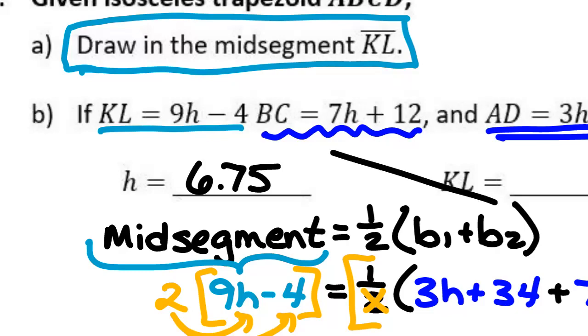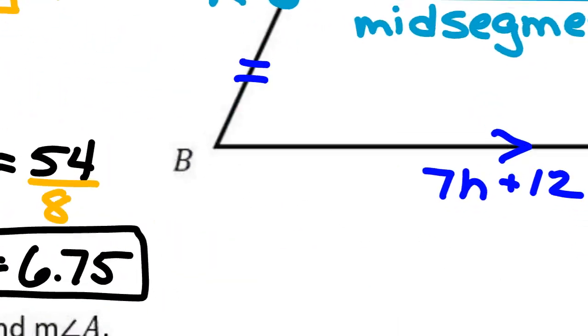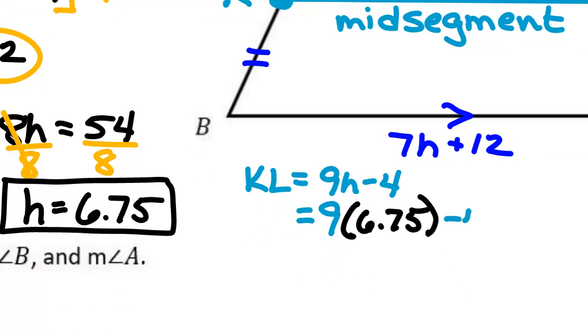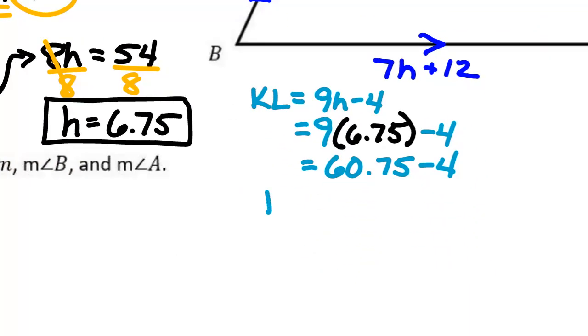Then I need to find KL. We have our expression for KL. KL is 9H minus 4. And we just found that H is 6.75. So 9 times 6.75 minus 4. When I multiply 9 and 6.75 together, I get 60.75. And then I subtract 4 from that. So KL is 56.75.